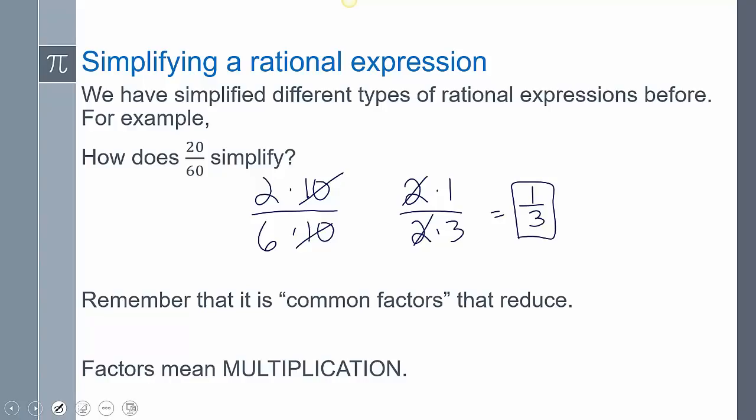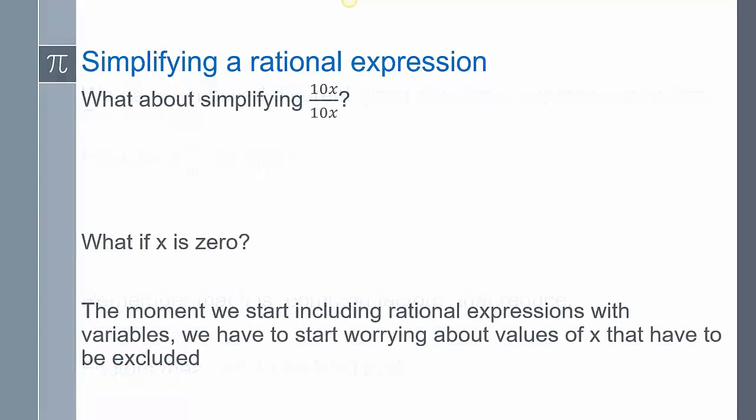Things will reduce. And so the implication here is that when you factor, you're turning it into multiplication. The items or expressions that reduce have to be in the form of multiplication, or you cannot reduce them. And we'll get back to that idea in a second.